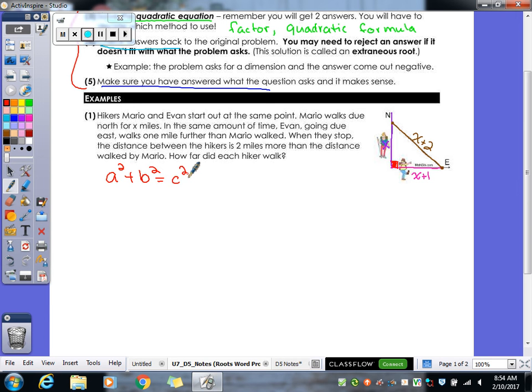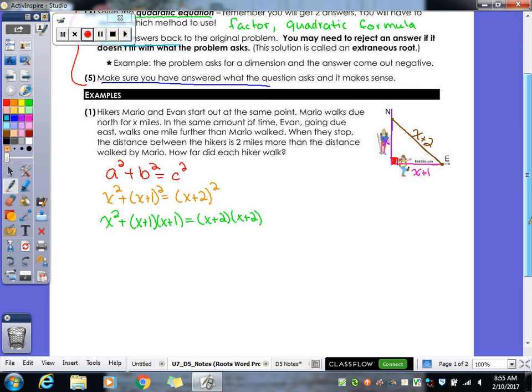So our a squared plus our b squared equals c squared. So then we'll plug in our numbers, or in this case, our letters and our numbers. So x squared plus (x plus 1) squared equals (x plus 2) squared. Keeping in mind that when you square something, it means it's that thing times itself. So I've got to write these two binomials out twice. And now let's go ahead and multiply that out.